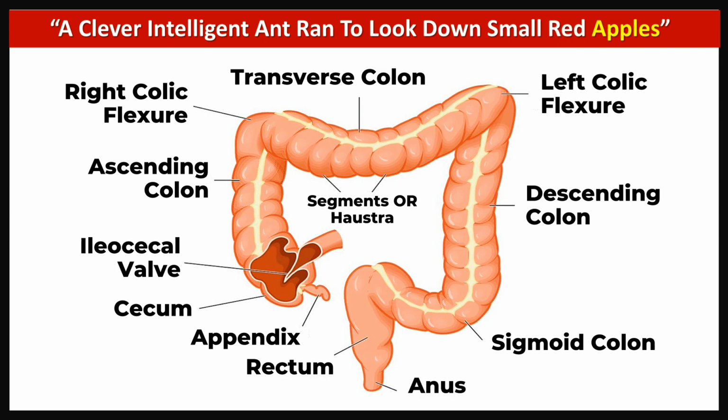The anus. Apples is the word for anus. You have to remember anus with the word apple in the mnemonic. Anus. What is anus? The opening at the end of the digestive tract through which stool exits the body. This is all about the parts of the large intestine. So it's the simplest mnemonic that you can remember. A clever, intelligent ant ran to look down small red apples.